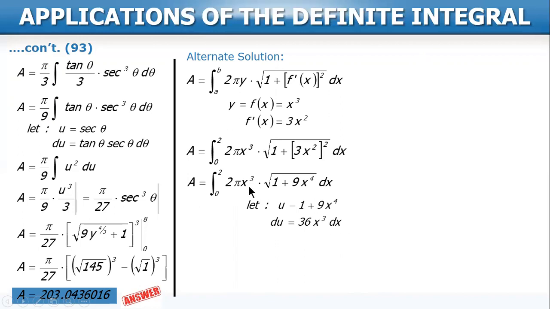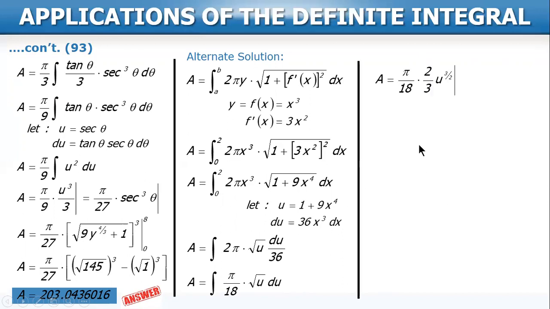So ang x cubed dx will be part of du. And so we have this 2 pi square root of u, x cubed dx is du over 36. So makanselan to, pi over 18 ta. Integrate u raised to 1 half du. That's 3 halves over 3 halves. We have this. Cancelan to 18. 9 times 3, 27.